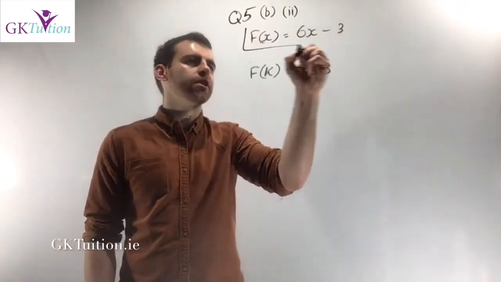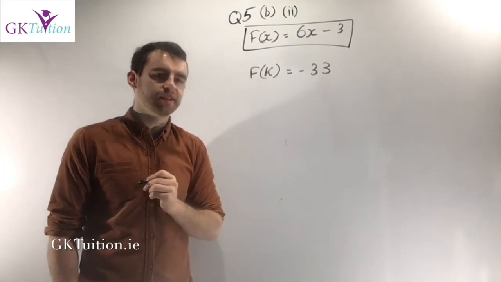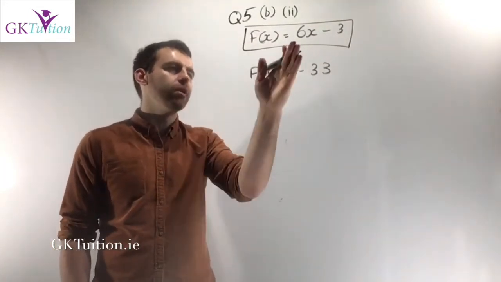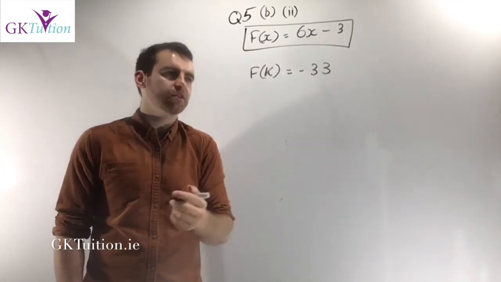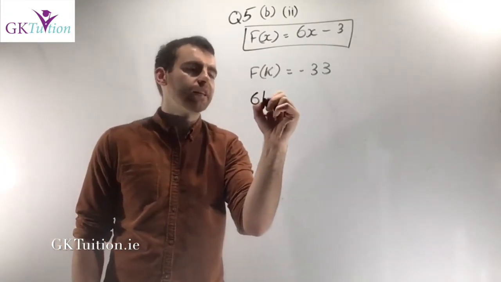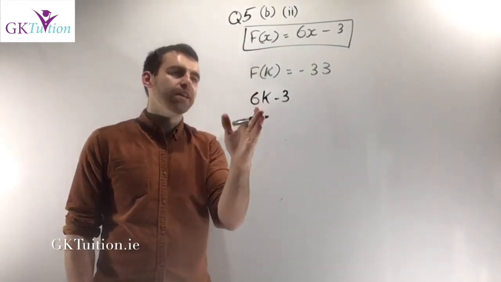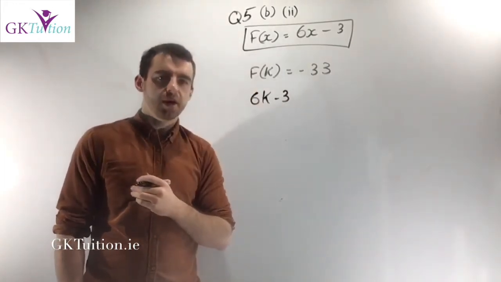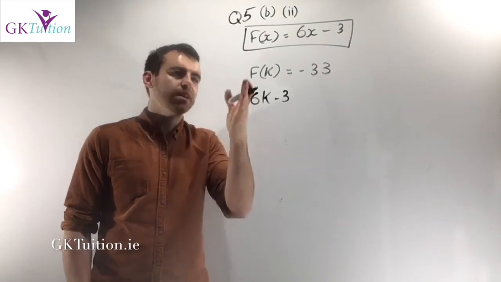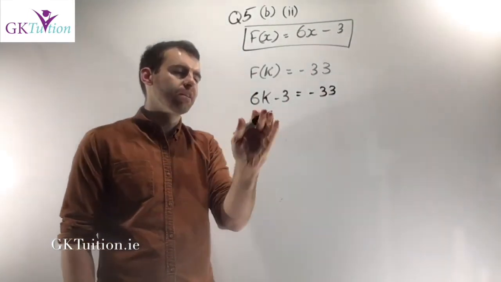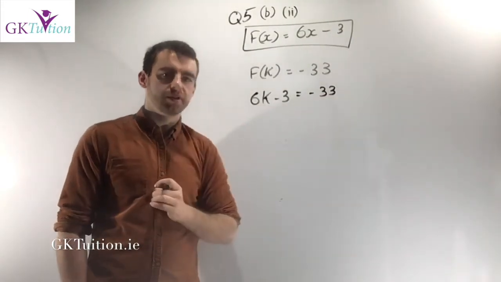If the function here is f of x equals 6x minus 3, to find f of k, I simply am going to rewrite my function, except instead of an x, sub in a k. And in that case, I would get 6 times k minus 3. So f of k is 6 times k minus 3. This question has told me that f of k is equal to minus 33. So I can say that 6 times k minus 3 is equal to minus 33.